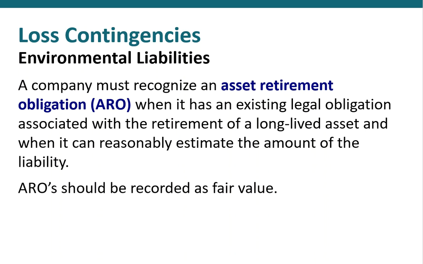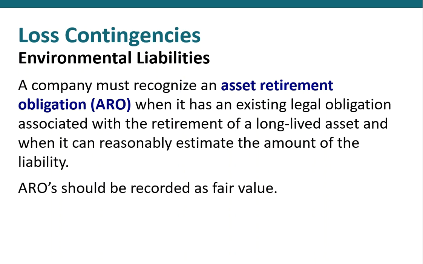In this video, we're going to discuss loss contingencies surrounding environmental liabilities. An example of an environmental liability would be the cost that Exelon is going to have to incur to dismantle the cooling towers at 3 Mile Island. So our question becomes, when and how should a company recognize this potential loss contingency?